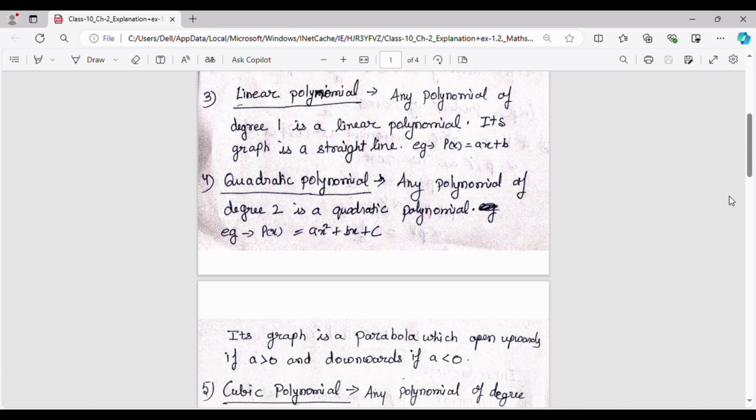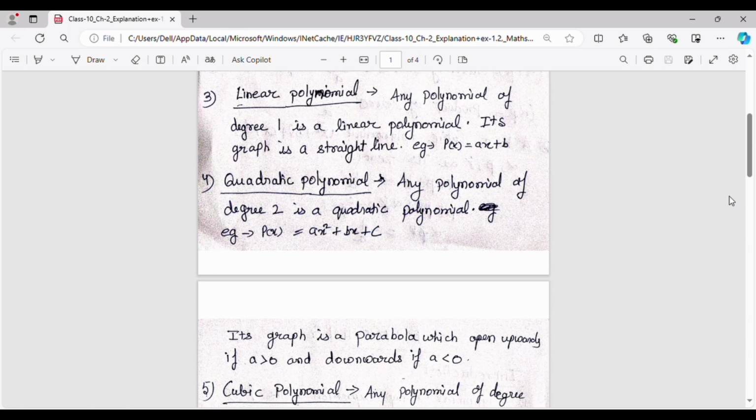Then we can categorize polynomials as linear, quadratic, cubic based on their degree. Degree basically means the highest power of the variable in the expression. If the highest power in the expression is 1, then it is said to be a linear polynomial. So its graph is a straight line, and you can see its example like p(x) is ax plus b, like 2x plus 3 or something like that.